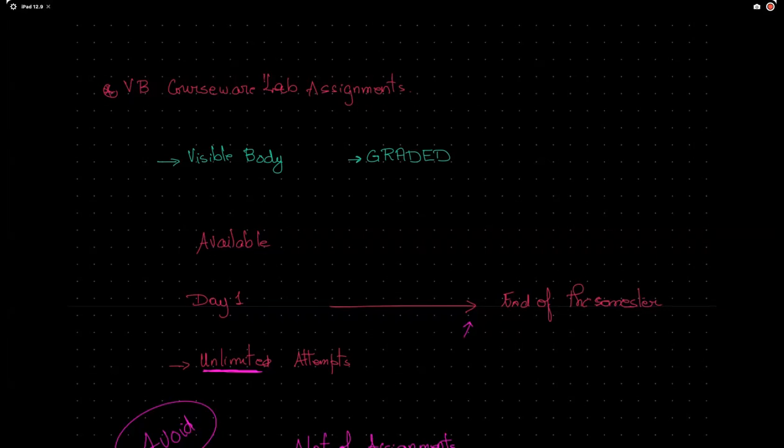course. All right, so I manually, at the end of the semester, will be transferring the grade for the visible body lab assignments, and your lab assignments are worth 150 points towards your final course grade.